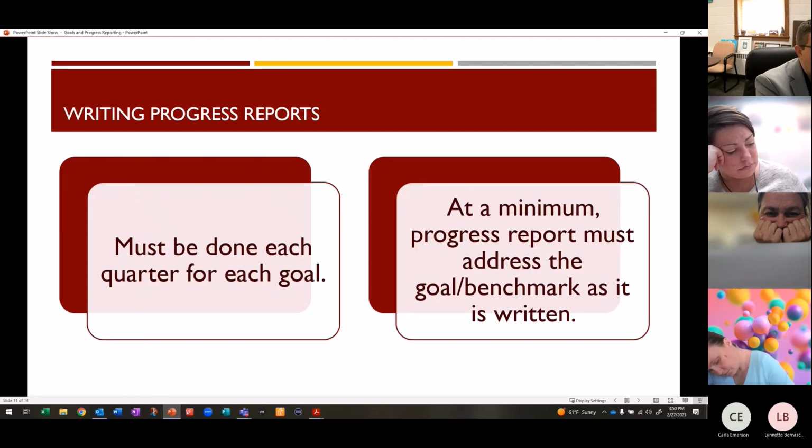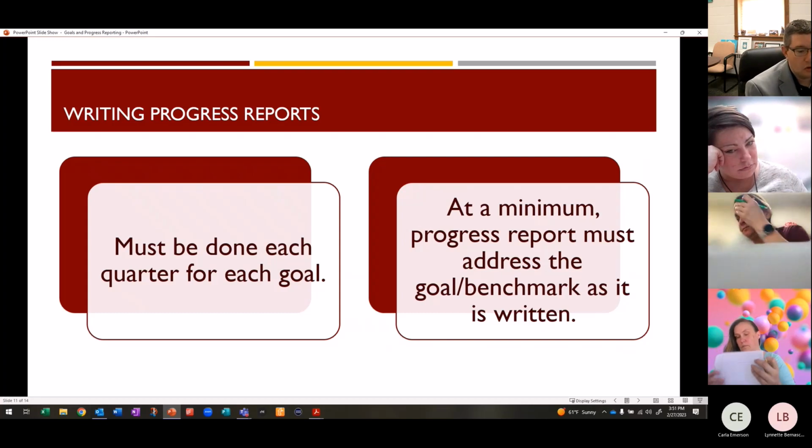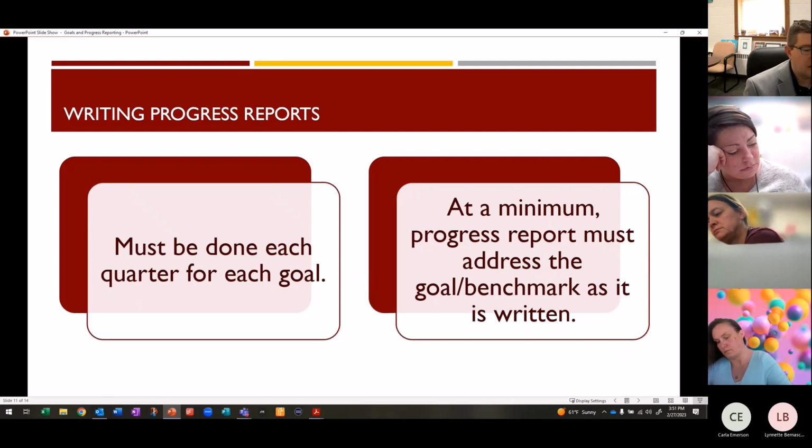Okay. And then when we're writing progress reports, once we know which tool we're going to use, progress reports need to be done each quarter for each goal. And at a minimum, progress reporting must address the goal or the benchmark as it is written. So this is why we want to make sure we don't have too much extra put into our goals, because any detail that is in that goal needs to be included in the progress report.